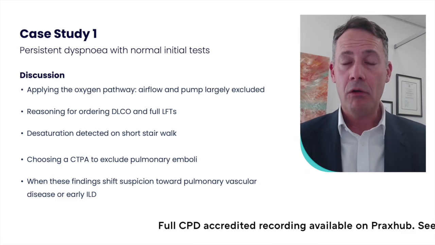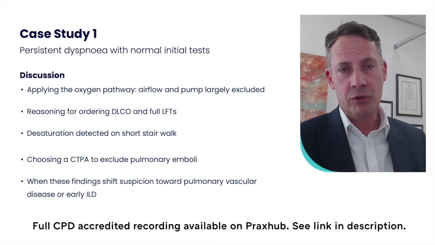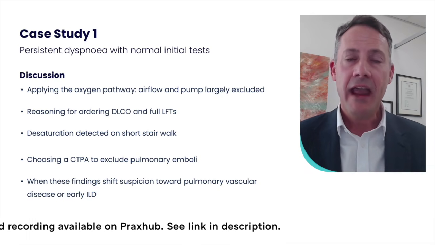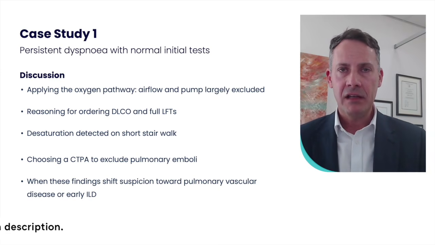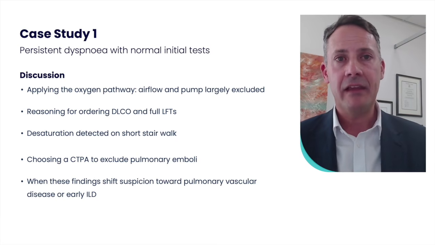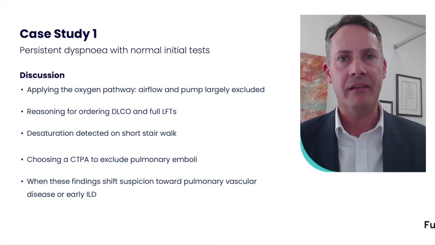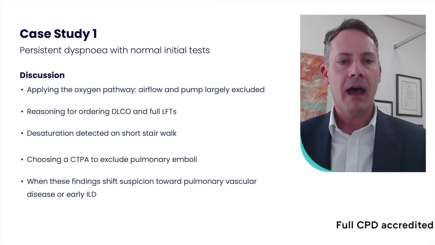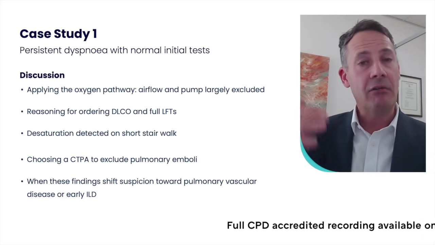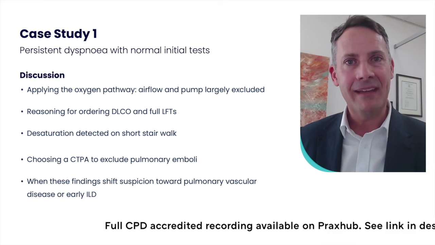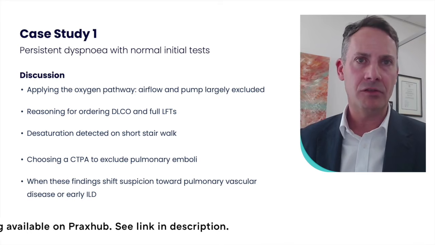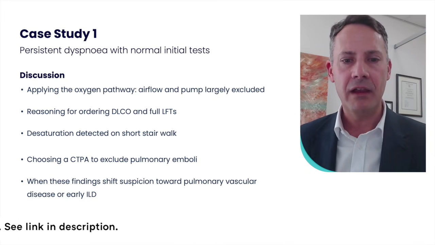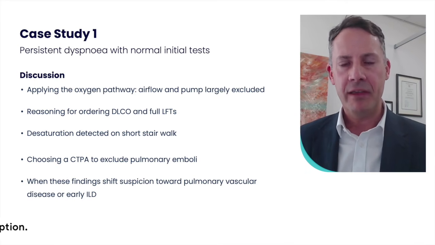I took her for a short walk and walked her up a couple of flights of stairs, and she did desaturate. So she was at 95% at rest, but at the top of the second flight of stairs, her oxygen sats fell to 88%. Very abnormal. And her heart rate did increase quite briskly because of it. She did recover okay. It took her a minute or two, so it wasn't a prolonged recovery, but there were problems there.